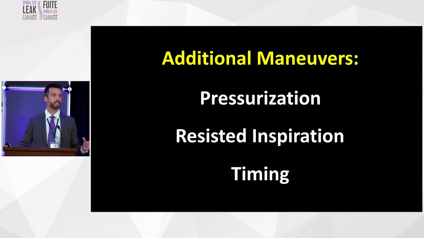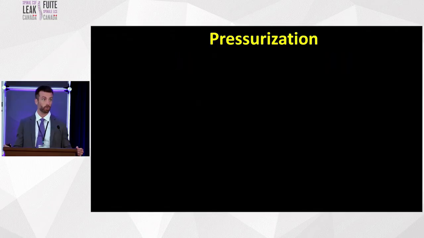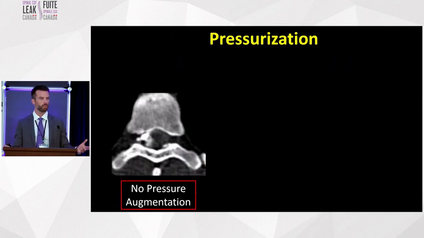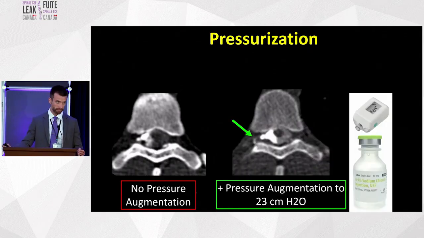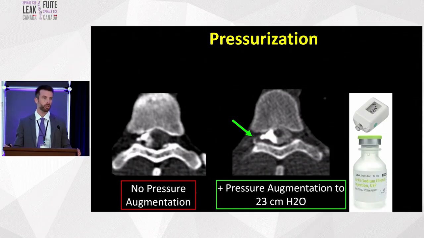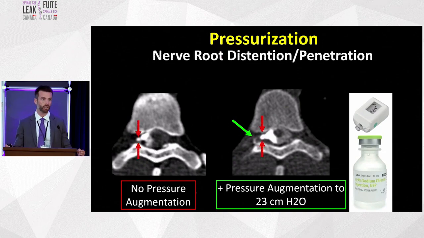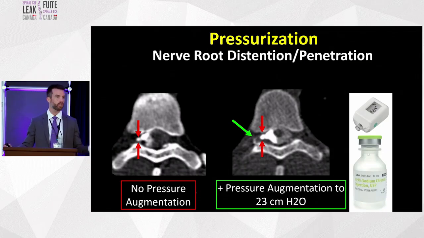I want to touch on these 3 sort of adjunctive maneuvers because I think everyone likes to talk about them, and I think that it's very important to do so in the context of a fistula. Let's talk about pressurization. So I want to show you this patient who had, we looked for a fistula in, we did no pressure augmentation, didn't see a fistula. We brought her back and raised her pressure to 23 centimeters of CSF, and we see the fistula there. This is with sterile saline using a digital manometer to incrementally measure that pressure. But what I want you to pay attention to more than the fistula is look at the nerve root and meningeal diverticular complex.